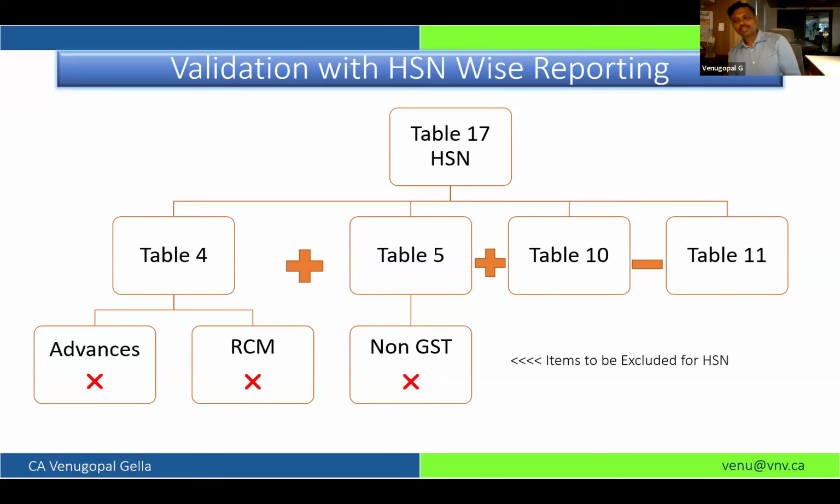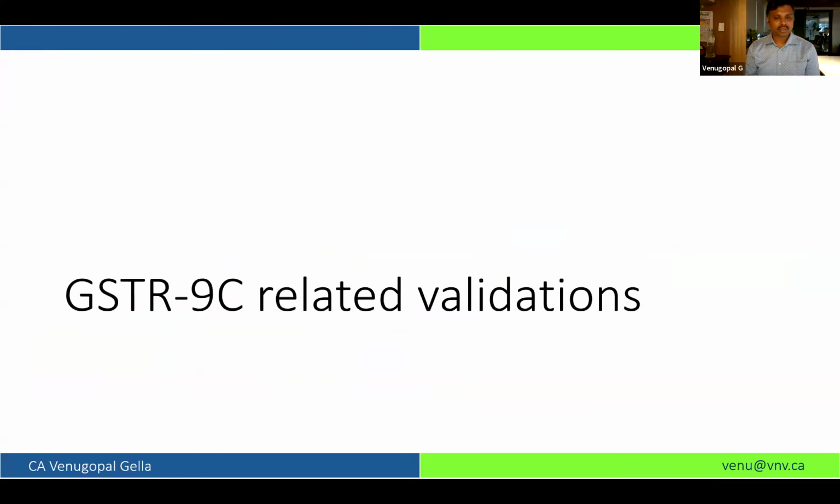You also have to validate HSN wise reporting. Table 17 deals with outward, table 18 deals with inward. So the HSN of outward in table 4, 5 and 10 should also be compared with the total turnover. This is another reconciliation that you have to do. Like I said at the beginning of the session, when you apply the sales register pivot table, one of the validations is the HSN wise.